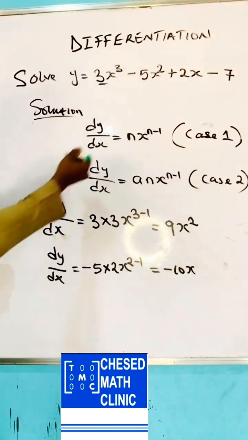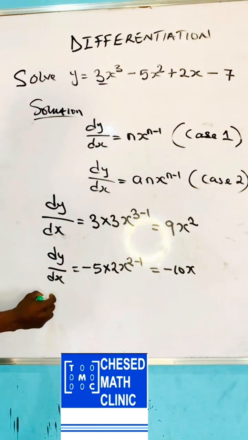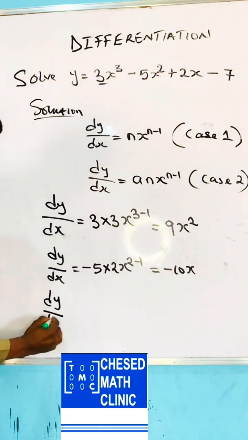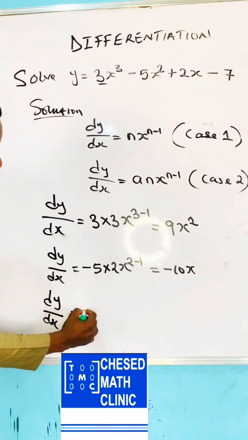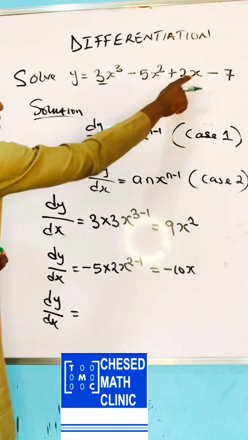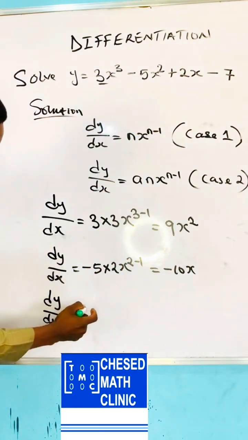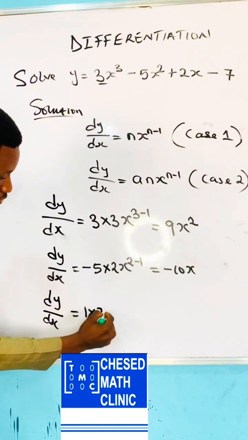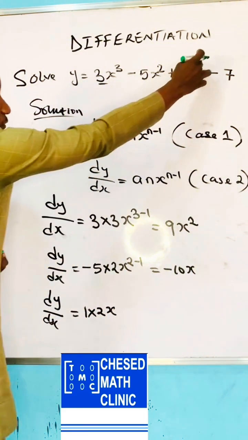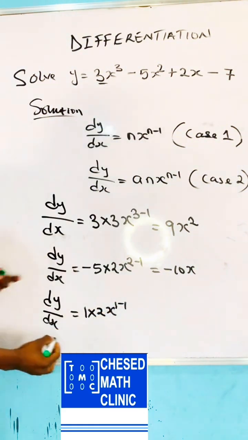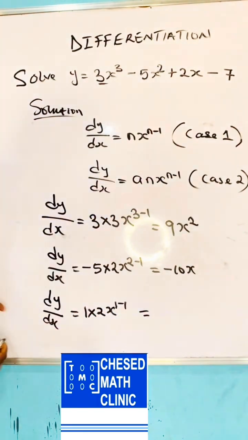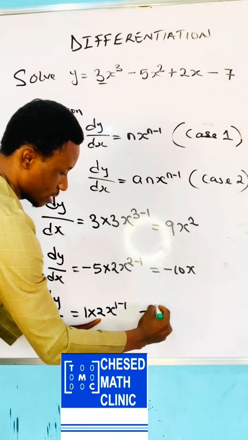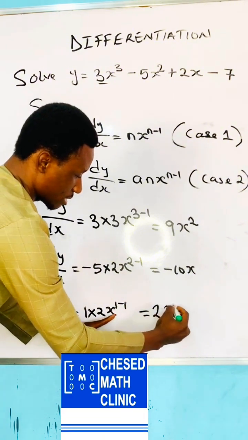So let's take the next one. For the next one, we have the function dy with respect to x equal to, we differentiate that, the power here is 1. So it will be 1 times 2x to the power of 1 minus 1. So this is equal to 1 times 2, which is 2x to the power of what?